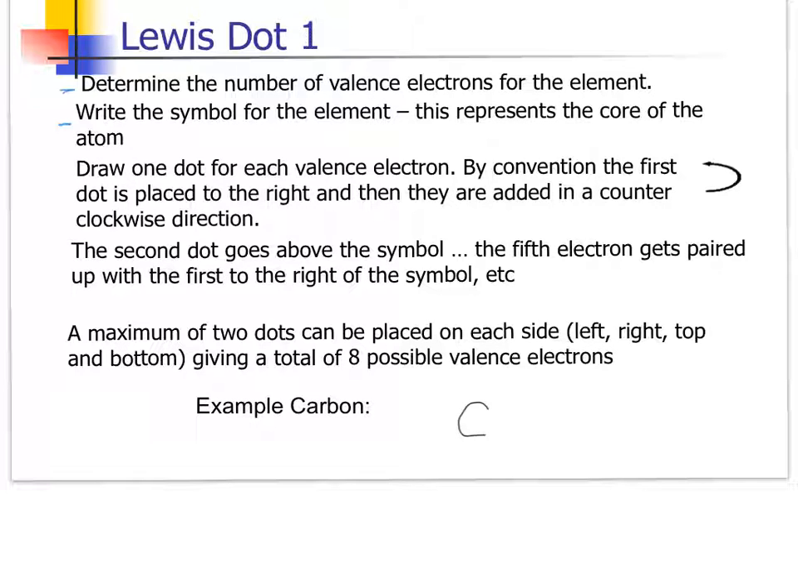So the first dot would go on the right-hand side. Now, the second dot goes above the symbol. And again, in a counterclockwise direction, the third dot would go on the left, and the fourth dot goes on the bottom. And so we have that counterclockwise direction. Now, the fifth electron, if it had one, gets paired up with the first on the right side of the symbol.